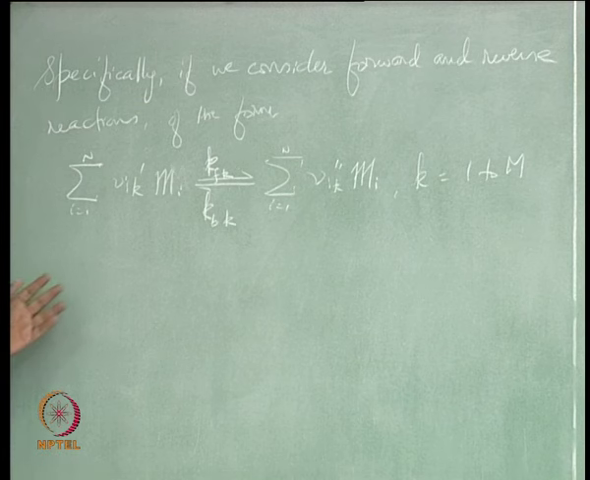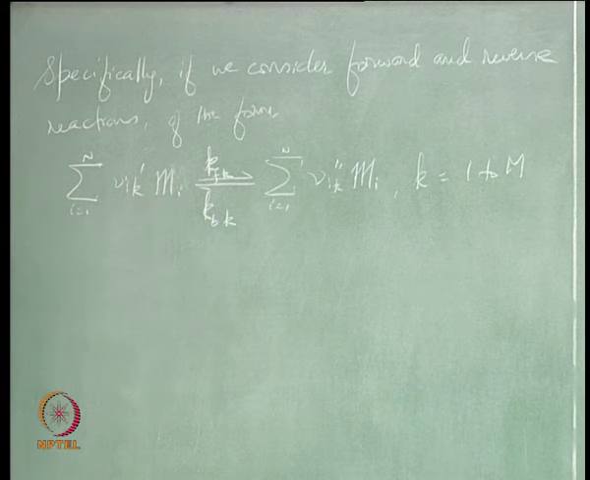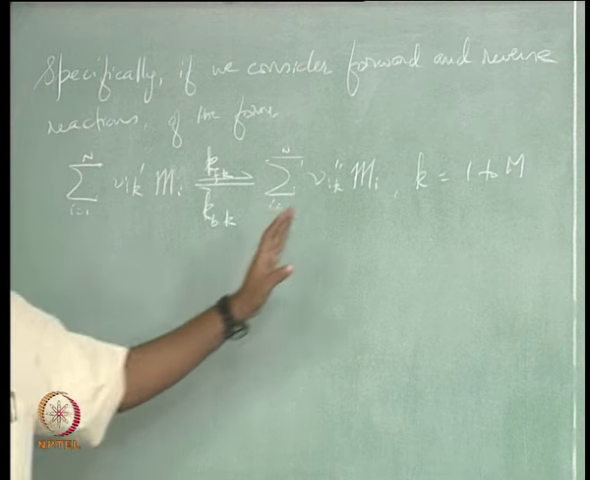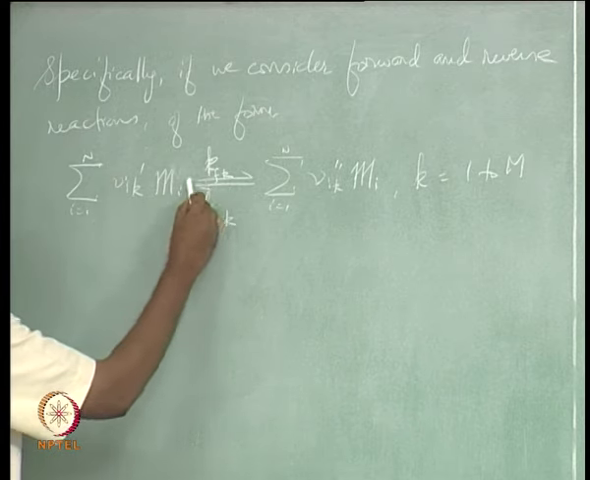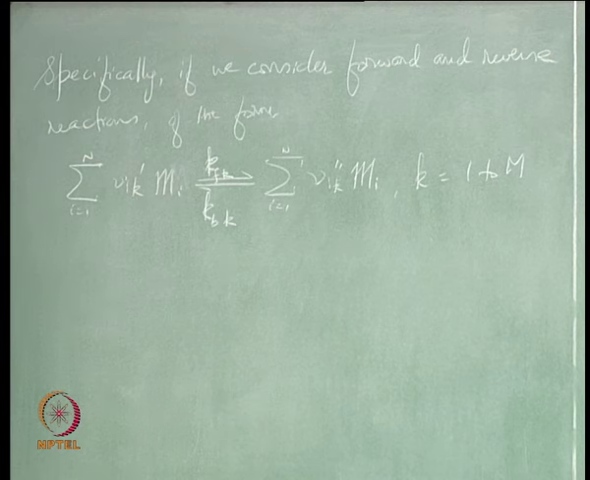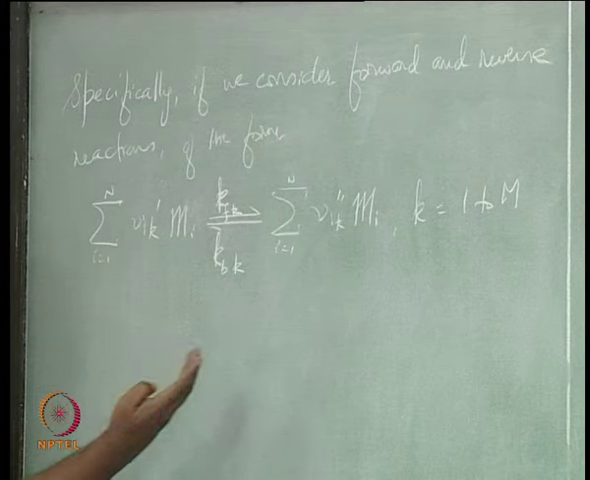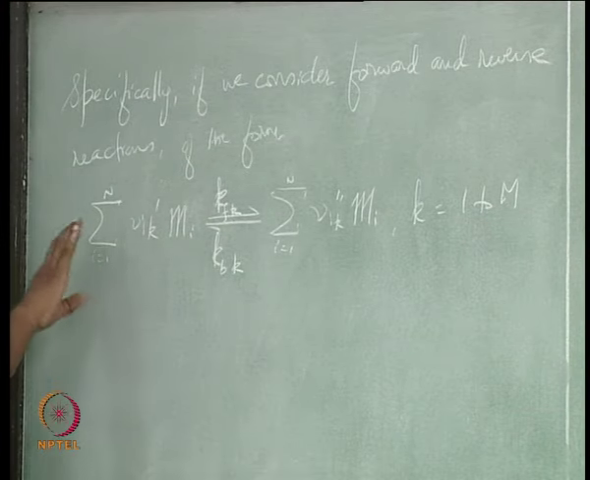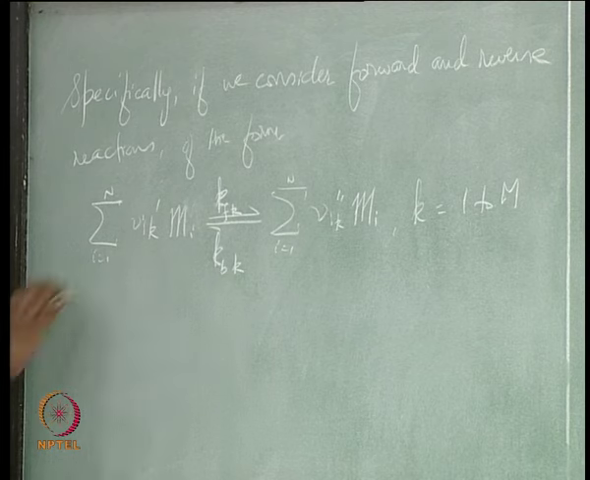Now we had this template notation for a reaction earlier, but now let us suppose that we have forward and reverse reactions. All right, that means we have one set of reactions going in the forward direction, and another set going in the backward direction. We could have written this as two sets of reactions, all of them going in the forward direction. For example, if you went from k equals 1 to m, you can write these as two sets, and from k equals m plus 1 to 2m, you will have the other set of reactions.